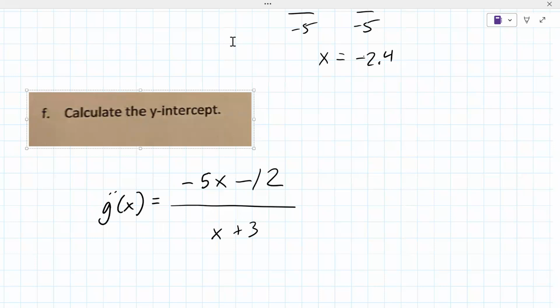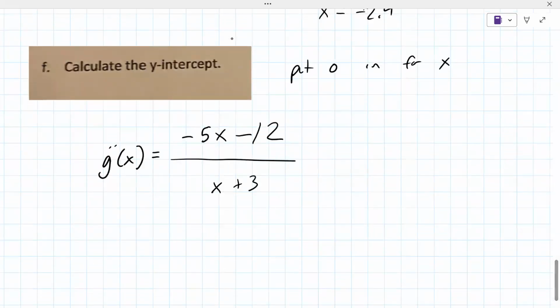Yes, okay. Negative 5, negative 5, 0. So you put 0 in for x. That's what you need to remember. That's what you should be telling me. Okay, go ahead and calculate that for me, please. G of 0. G of 0. Okay, got it.